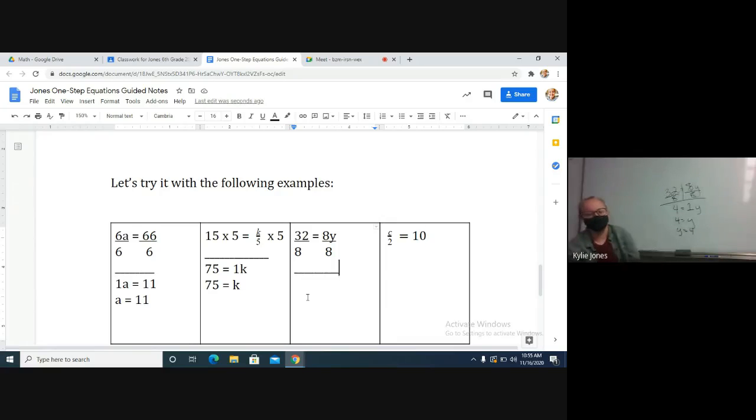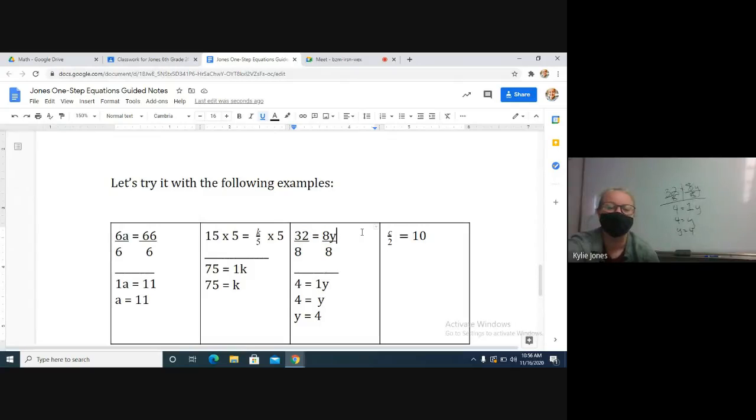Lots of different ways to write this one. Okay, so we'll write all of those down. So we have 4 equals 1y, 4 equals y, and y equals 4. Those all literally mean the same exact thing. If we were to plug y back into our equation, 8 times 4, what would we get? 8 times 4? 32, which is our answer up here.